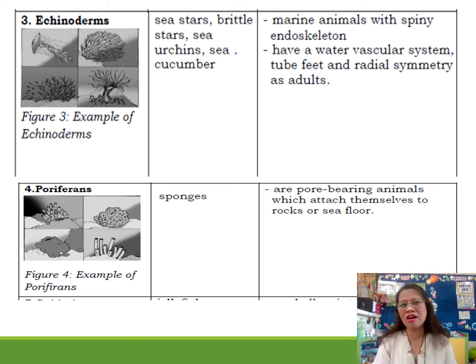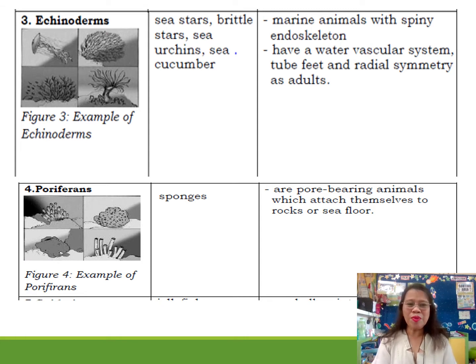Examples are the sea stars, the brittle stars, the sea urchin, and the sea cucumber, and other animals with spines on their bodies. They are classified as echinoderms.